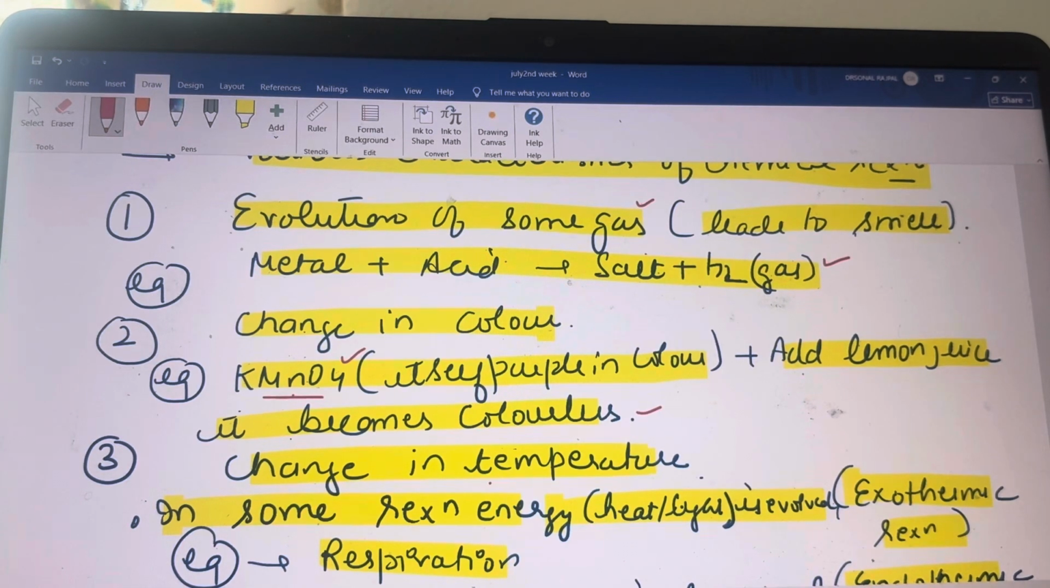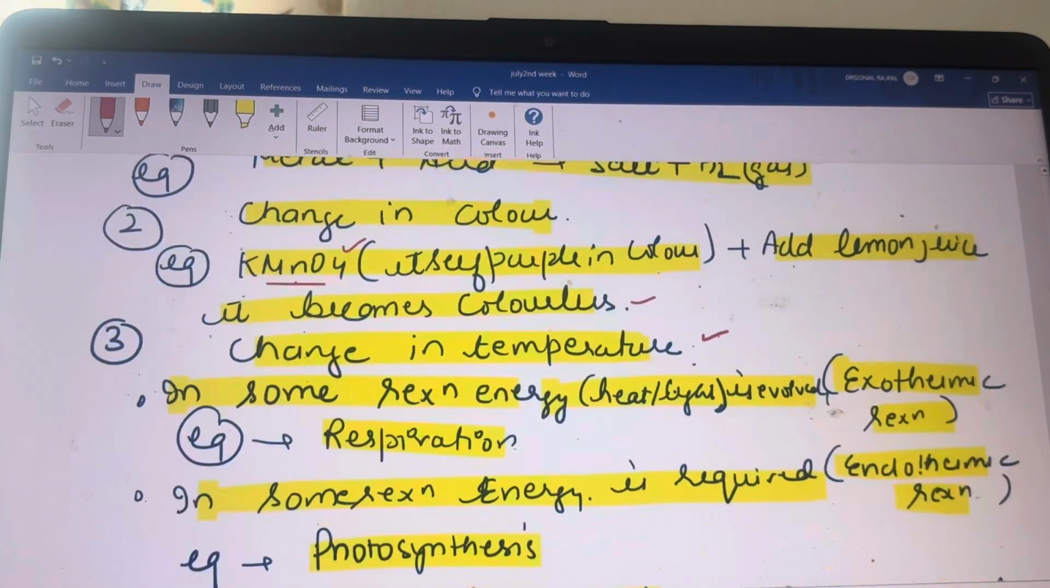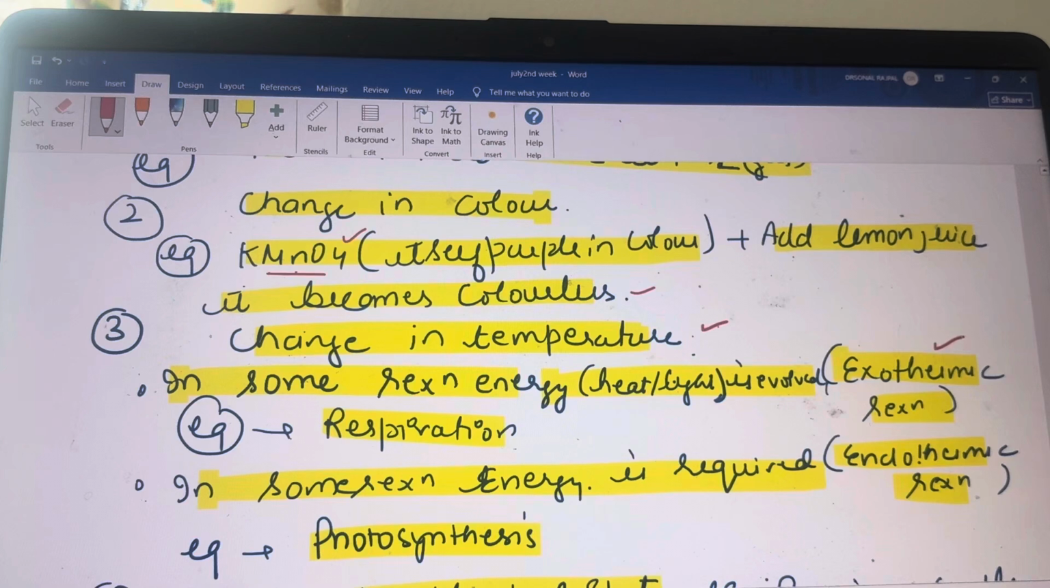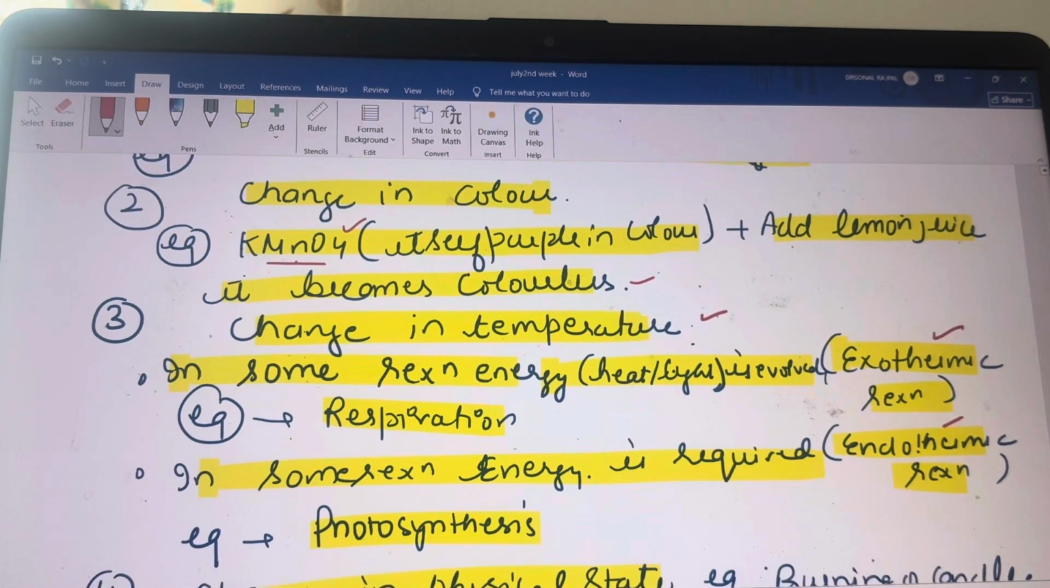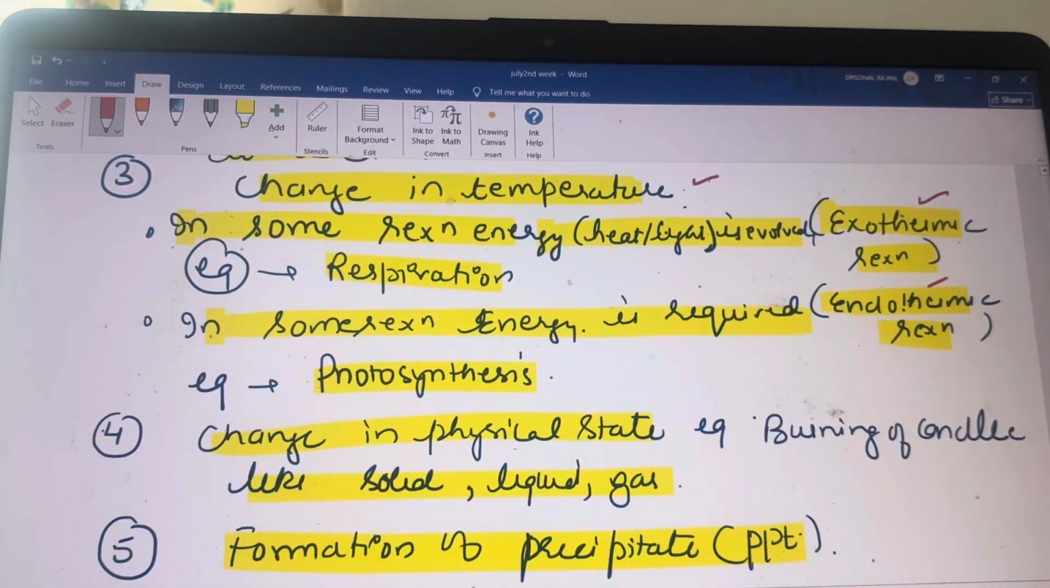And in a chemical reaction there could be a change in temperature. In some reactions, students, energy is evolved, which is called an exothermic reaction. For example, respiration. And in some reactions, students, energy is required to carry out the reaction, which is called an endothermic reaction. The example of this is photosynthesis, which I will explain in my next videos.